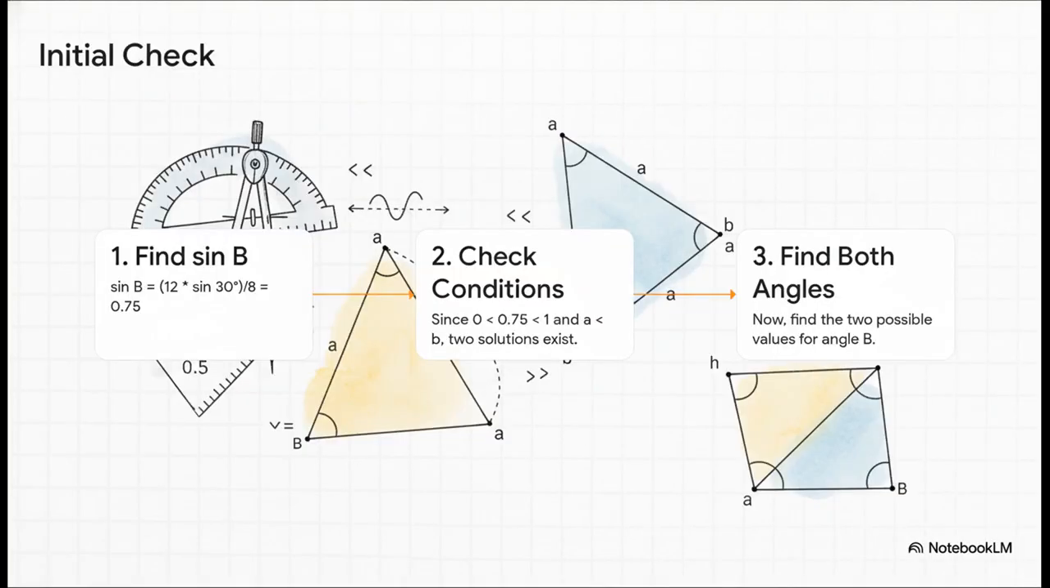We calculate the sine of angle B, and it works out to a nice, clean 0.75. Now we run our checklist. Is that number between 0 and 1? Yes, it is. And did we already confirm that A is less than B? Yep. Ding, ding, ding. We've officially got a 2 triangle situation on our hands.